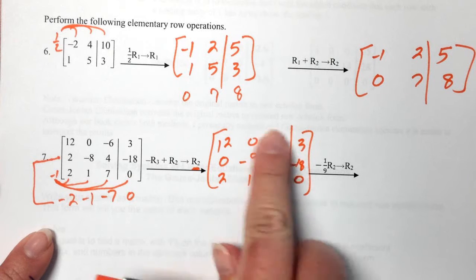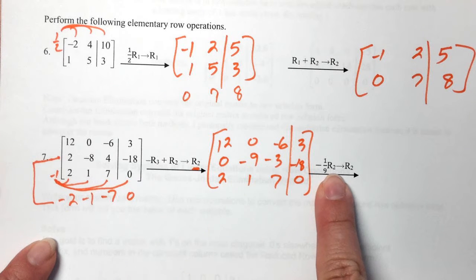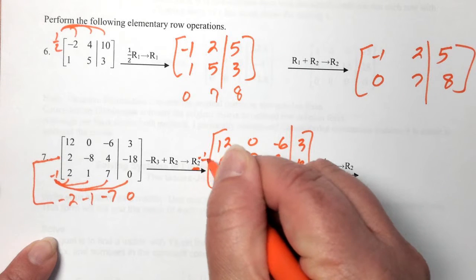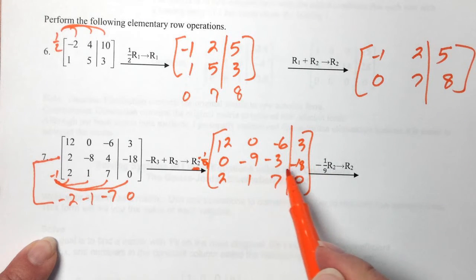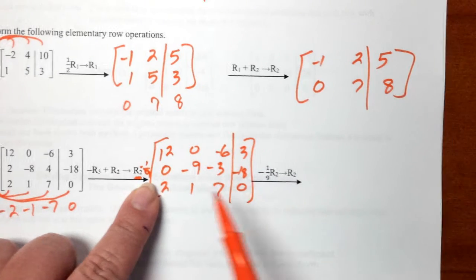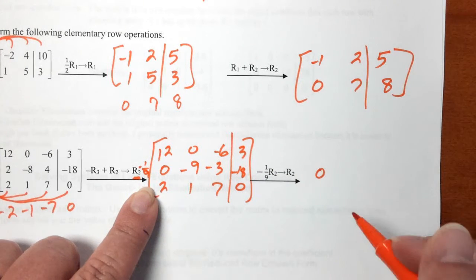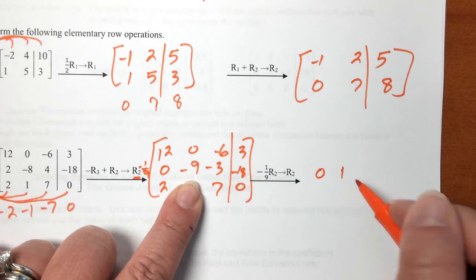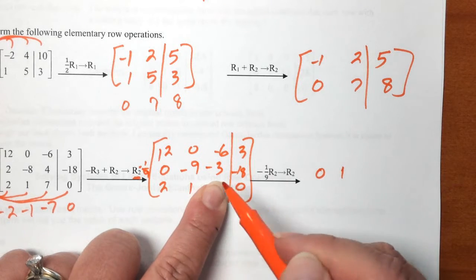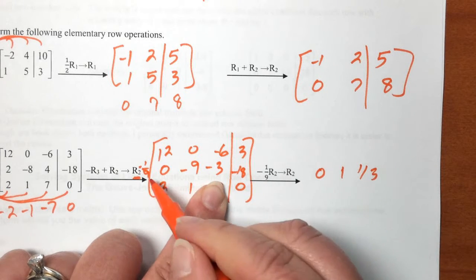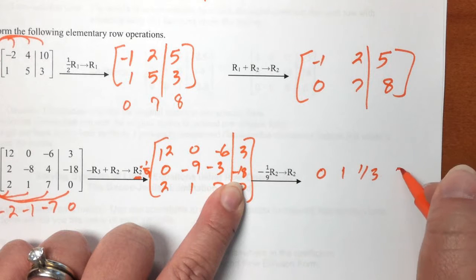Now they're telling us, okay, based on this matrix, multiply row 2 by negative 1/9. So I'm going to take a negative 1/9 and I'm going to distribute it all the way through row 2 and stick that result in row 2. So negative 1/9 times 0 is 0. Negative 1/9 times negative 9 is positive 1. Negative 1/9 times negative 3 is positive 1/3. And negative 1/9 times negative 18 is positive 2.